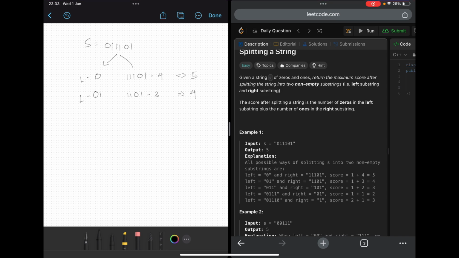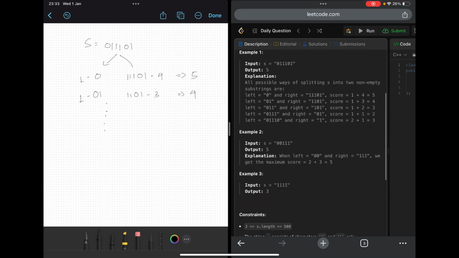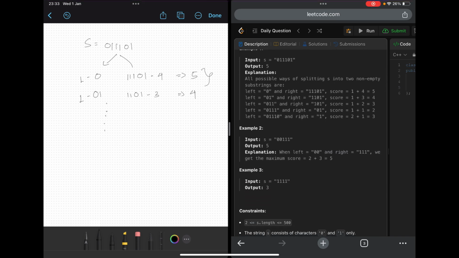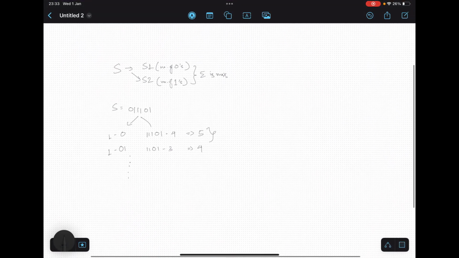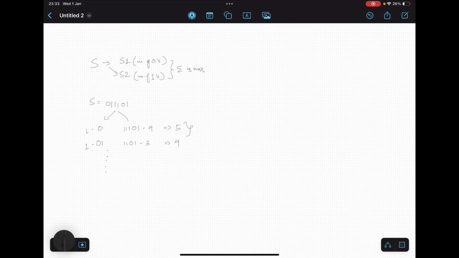There might be more combinations here, but as we know, the output for this question is 5, which is the maximum possible score for this string. So now let's get to the solution. I think this is a pretty straightforward prefix sum question.